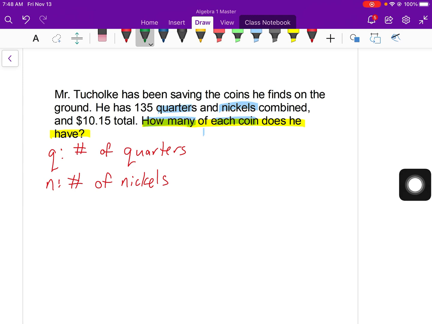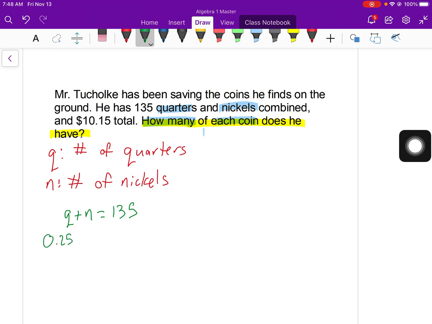All right, so I need to come up with my system of equations. The first one is the number of quarters plus the number of nickels is the total number of coins that I have. That one's the easier one. And then my other one, I'm going to take the value of a quarter times how many quarters I have, plus the value of a nickel times how many nickels I have. That's my total cost. So the value of a quarter is 25 cents, so 0.25 times Q, plus the value of a nickel is 0.05, or 5 cents, times N, gives me $10.15. You've got to know the value of the coins.